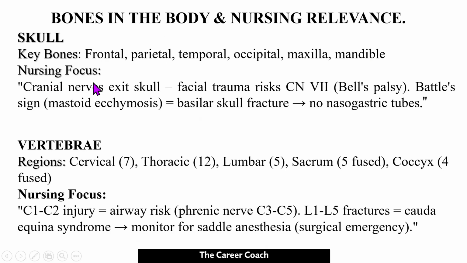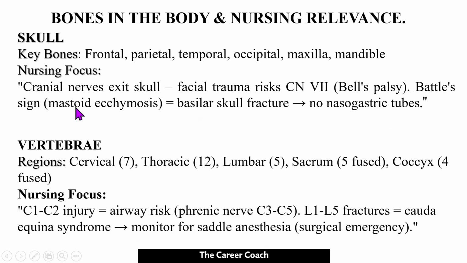Let's look at the nursing focus. The cranial nerves exit the skull. Example, cranial nerve 7 exits the skull. If there is a skull injury, it will lead to Bell palsy. So a facial trauma will affect cranial nerve 7, which will lead to a paralysis of the face. It may also lead to Battle sign, which is called mastoid ecchymosis, resulting from basilar skull fracture. There is therefore no need for nasogastric tubes.